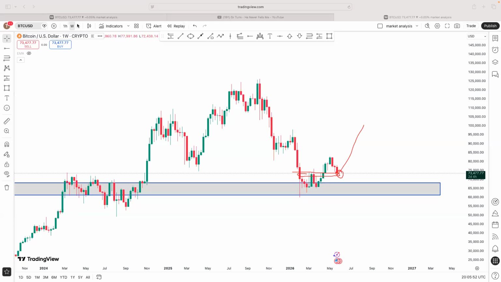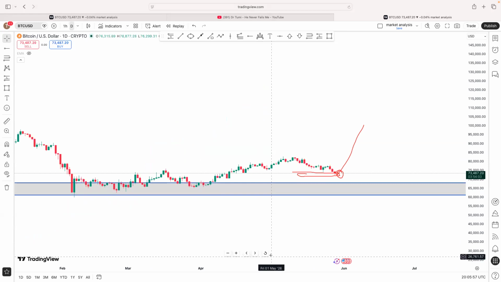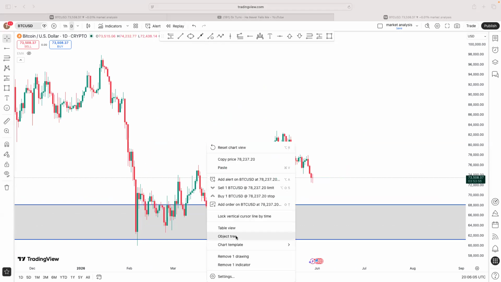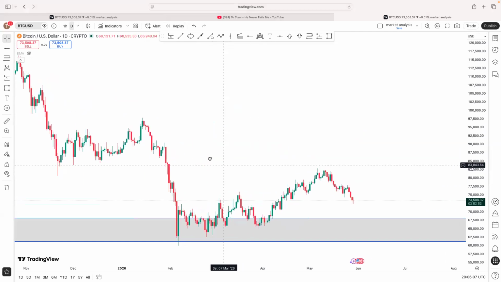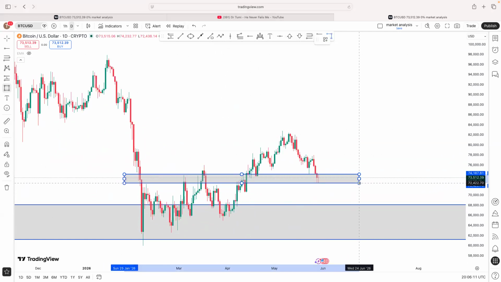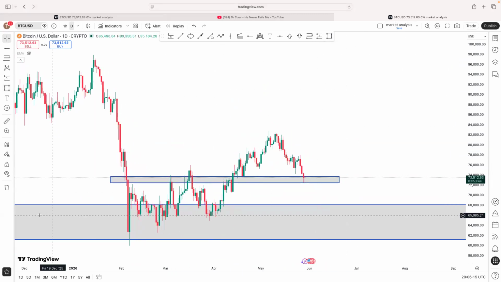Now, I'm going to drop into the smaller time frame, right? I'm going to drop to the daily time frame. On the daily time frame, we have an area of interest right here. Why am I saying it's an area of interest? We've had multiple touches from this zone. We had the first touch, second touch, rejection.